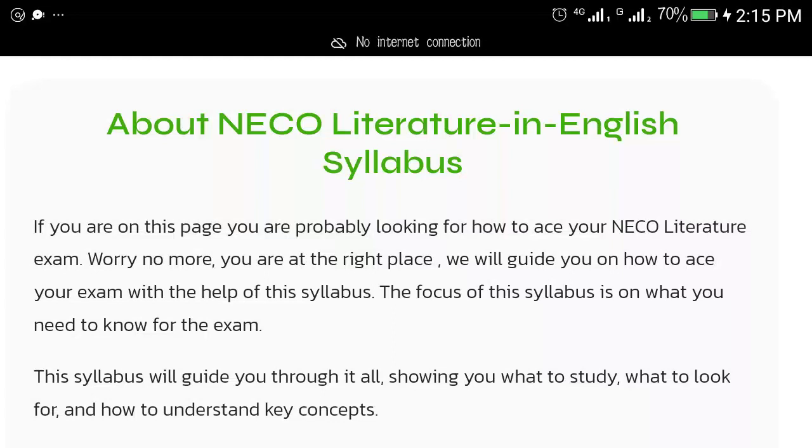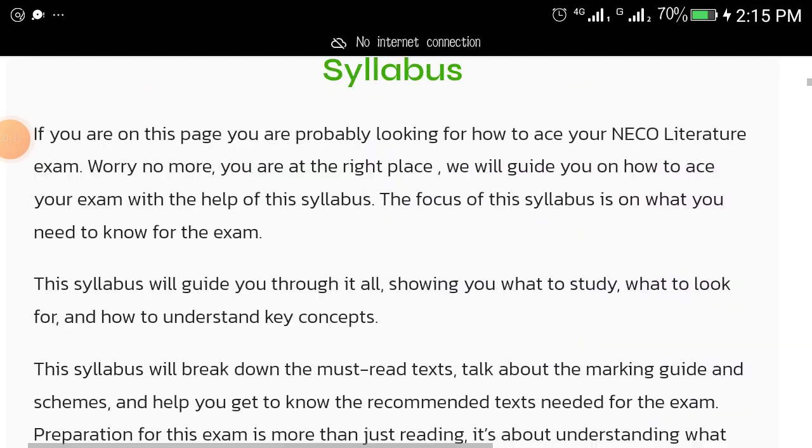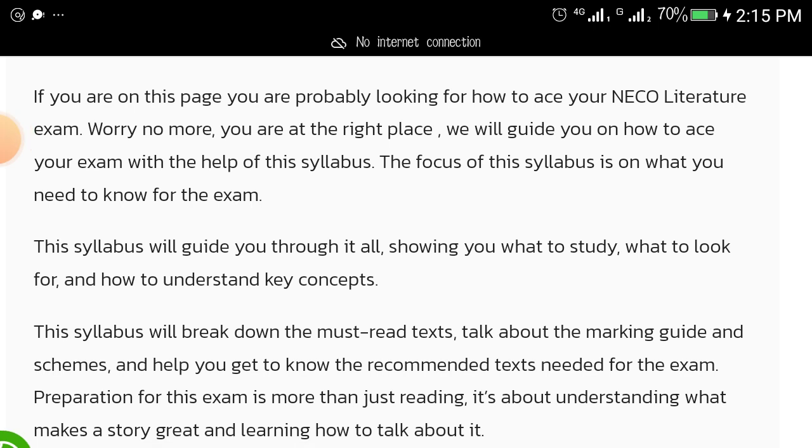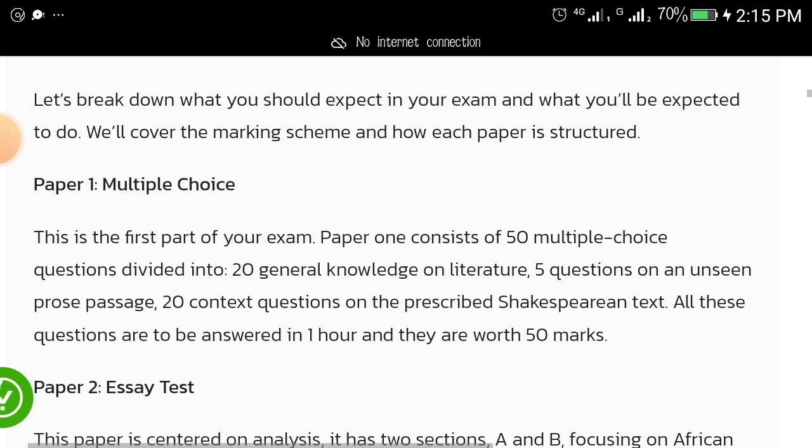Literature, I need you to pay attention. You know that literature is a technical subject for art students. So I'll be guiding you on exactly what you need to read. You don't need to read all the novels you see. You don't need to study everything in your textbook. There are specific novels, there are specific topics that you should pay attention to.